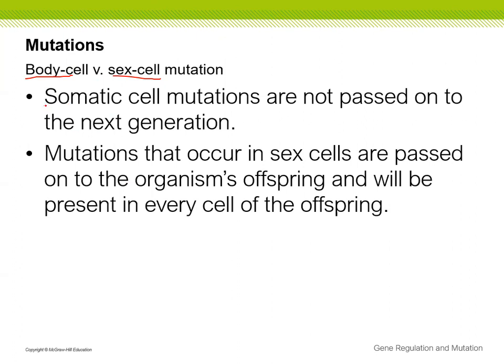If it's what we call a somatic cell mutation, those are not passed to the next generation. A body cell mutation is not passed. But if something happens in our sex cells, that can get passed on and will be present in every cell of the offspring.